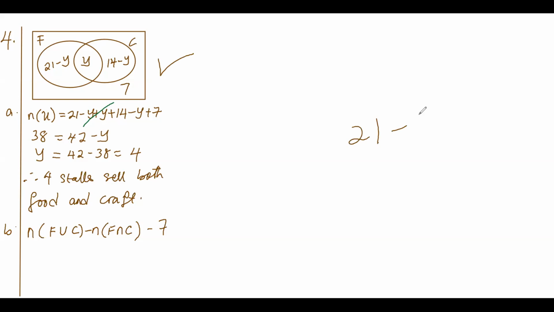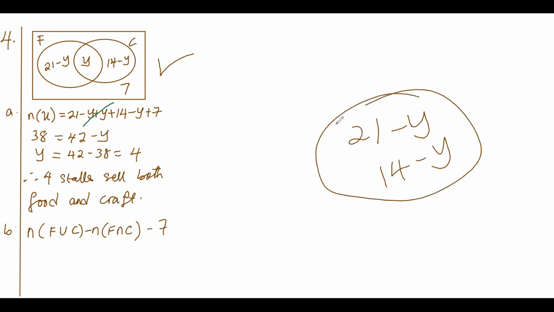Where do you get 21 minus 7 from? Minus Y. 21 minus Y, and 14 minus Y. Does everybody agree with that? Yeah. So if you look at this, what has that got to do with minus 7, Giselle?